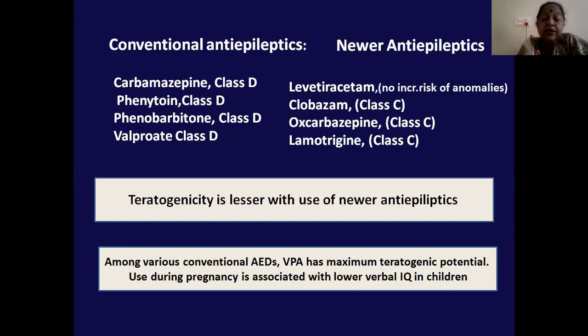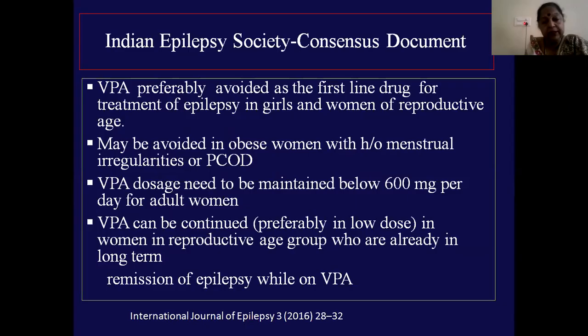Among the various conventional anti-epileptic drugs, valproic acid has the maximum teratogenic potential, and its use during pregnancy is associated with lower verbal IQ in children. So this is what one should know about anti-epileptics. Here, the benefit outweighs the risk, so anti-epileptics should be continued, but you have to do proper counseling of the woman in these patients.